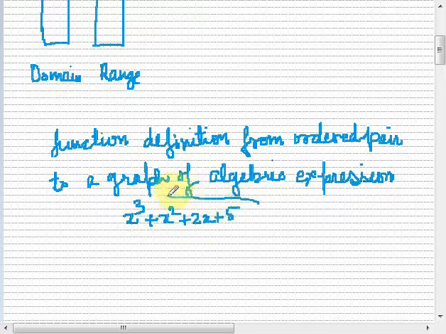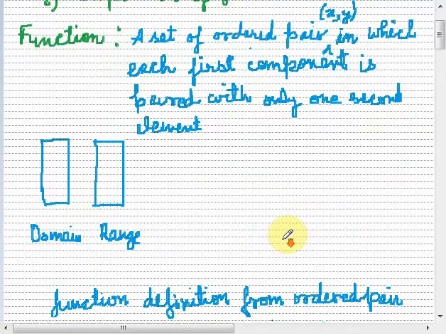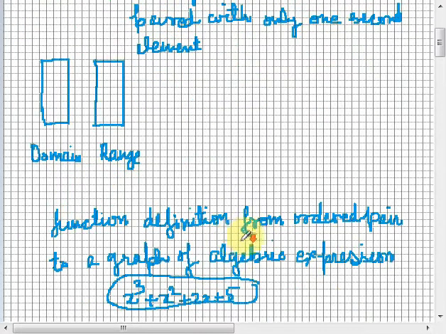The graph of this algebraic expression can be plotted, but whether this algebraic expression's graph is a function or not, we have to understand. It is very important to understand. When we apply the above definition of ordered pairs, that each first component is paired with only one element in the range, then applying the above definition of function, we cannot have two values of y assigned to one value of x.